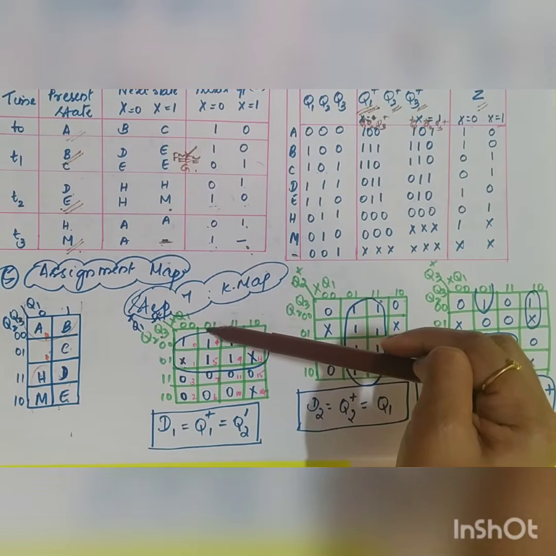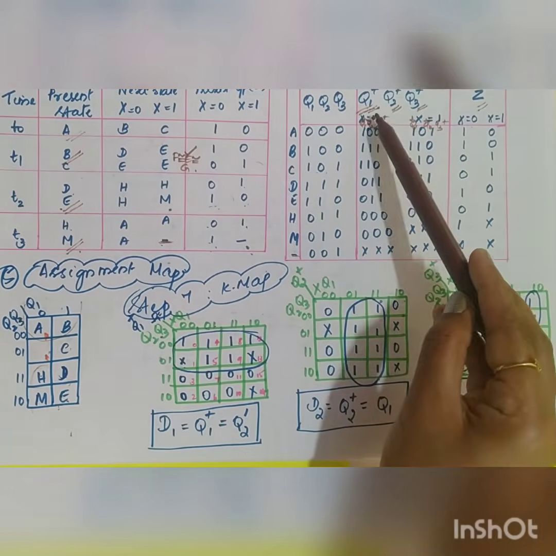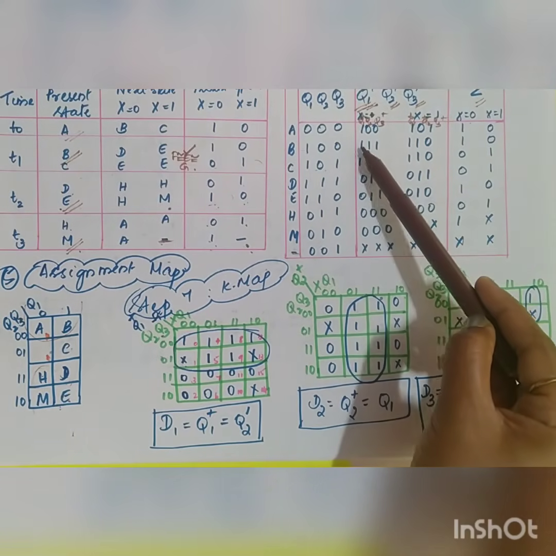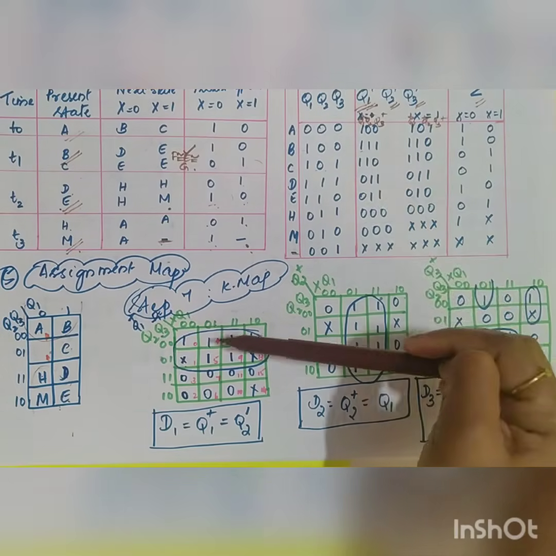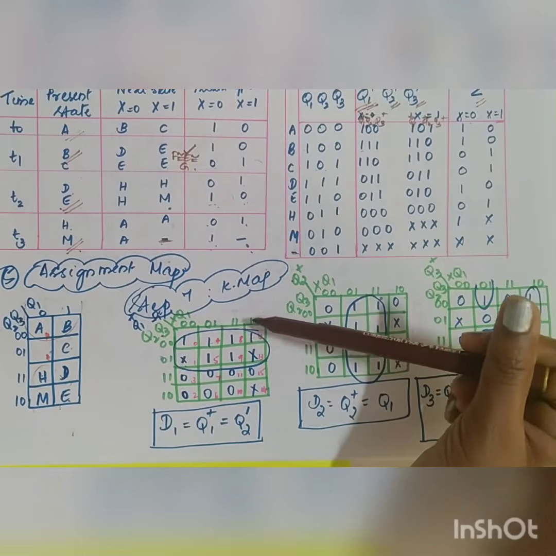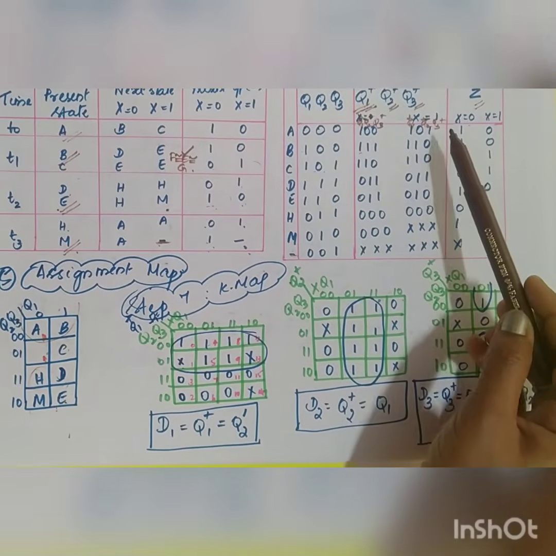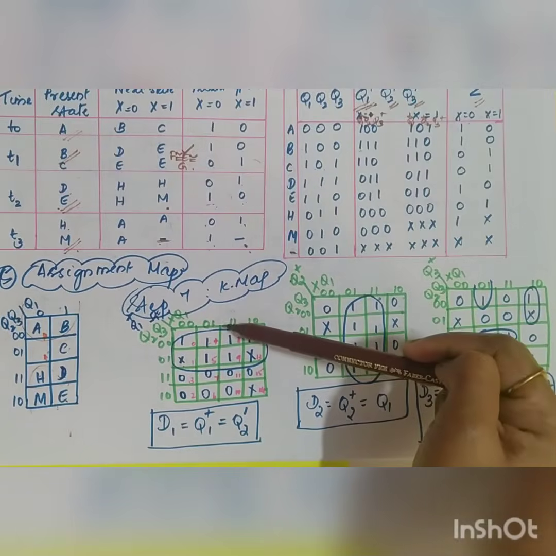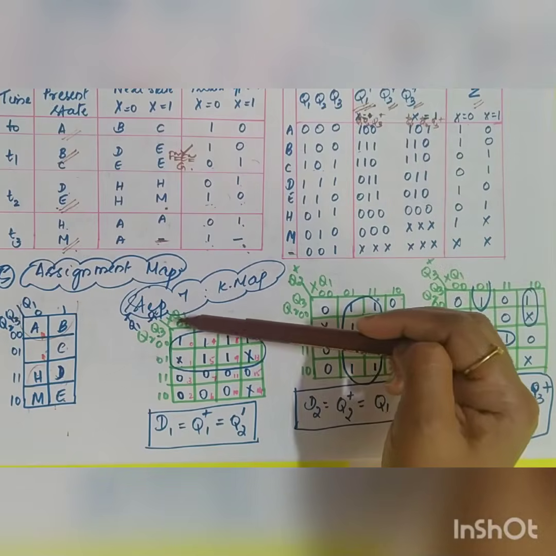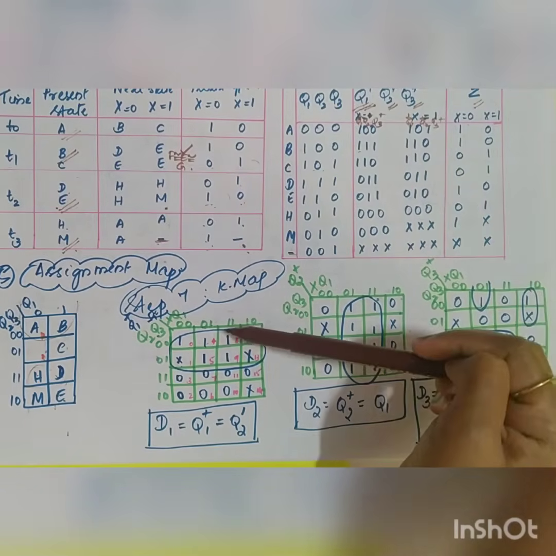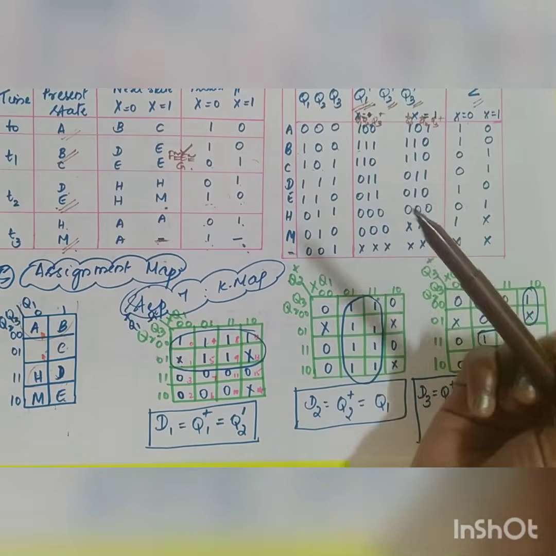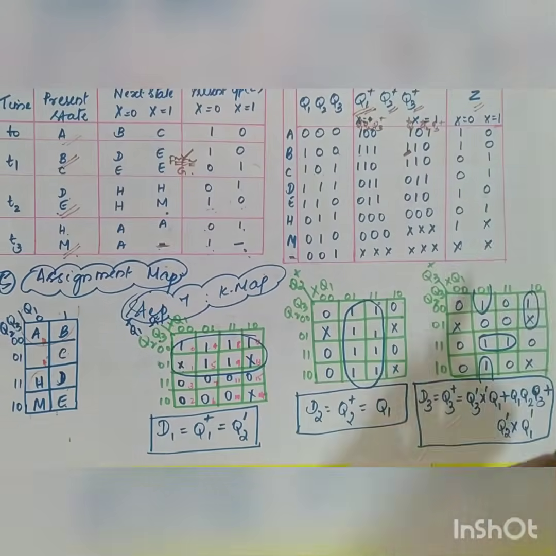Next, let me consider 0, 1, 0, 0. So x is equal to 0, 1, 0, 0. What is your Q1? It is equal to 1. Similarly, you have to fill all the different values. Okay. So let me take the next condition. For example, 1, 1, 0, 0. X is equal to 1. First is X, then Q1, Q2, Q3, 1, 1, 0, 0. What is your value of Q1? It is equal to 1. That's why you have got 1.